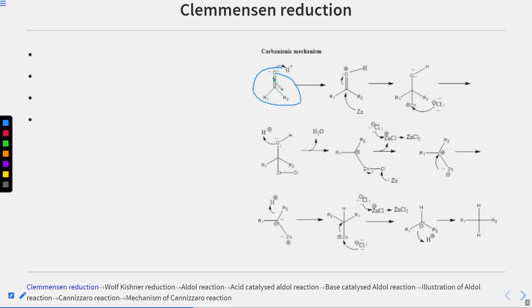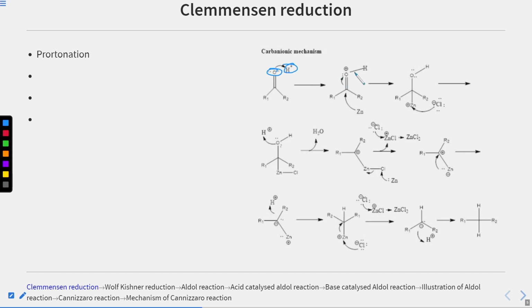In Clemmensen reduction, we treat our aldehyde or ketone with zinc amalgam, and our aldehyde or ketone is reduced to the normal alkane. So what is the first step here? The first step is protonation. You can see that the oxygen of this carbonyl group is taking this H plus and is being protonated. Now what happens due to this protonation?